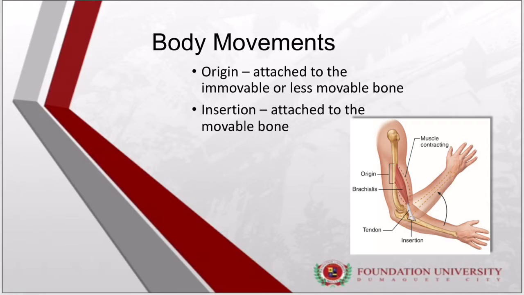Before we proceed to the types of movements, we will first know these terms. Every muscle is attached to bone or other connective tissue at no fewer than 2 points. These points are the origin, which is attached to the immovable or less movable bone, and the insertion, on the other hand, which is attached to the movable bone. When the muscle contracts, the insertion moves towards the origin. But some muscles have interchangeable insertion and origins. Body movements occur when muscles contract across joints.